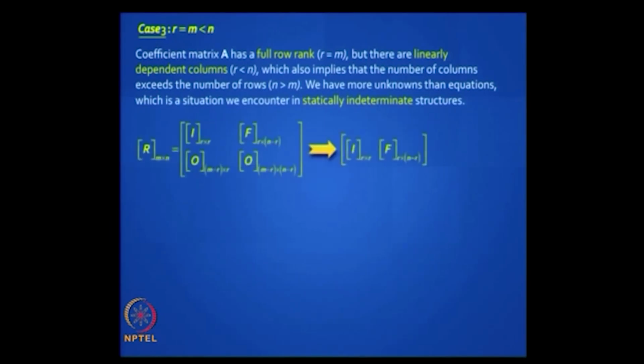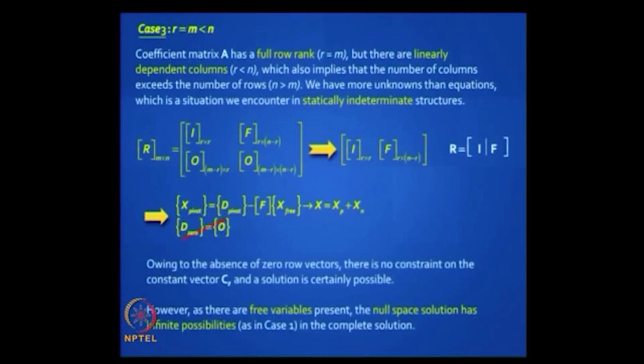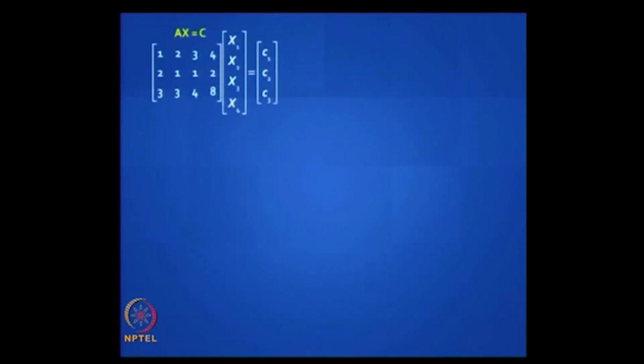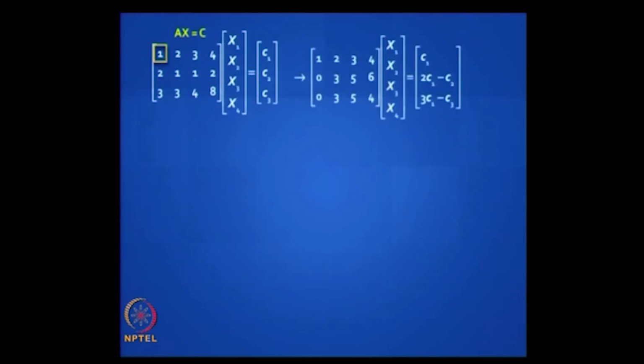So now you have only I and F, those O's vanish, okay, you have a full row rank. So your row reduced echelon form looks like that, I and F. So you see you have infinite solutions, but you do not have to worry about consistency, and so those equations are not there. So since there are free variables present, you have infinite possibilities. So let us take an example like this: Ax equal to c.